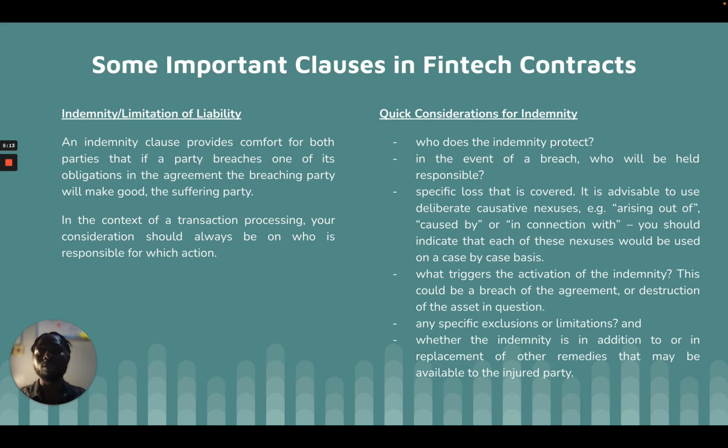Now, an indemnity provides comfort for both parties that if you breach a term of this contract, or you breach these reps and warranties, or you fail to carry out your obligation, you are going to make good my position, right? So, in the context of transaction processing, you should be clear on who is responsible for what. So, for example, the party responsible for processing the payment should be responsible for things that go wrong in the process of processing the payment, right? And obviously, the party who provides its KYC should be responsible for any lies or any inconsistencies in that KYC that affects the other party.